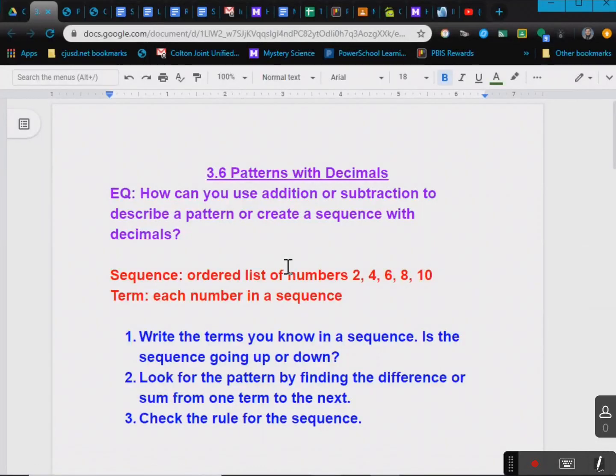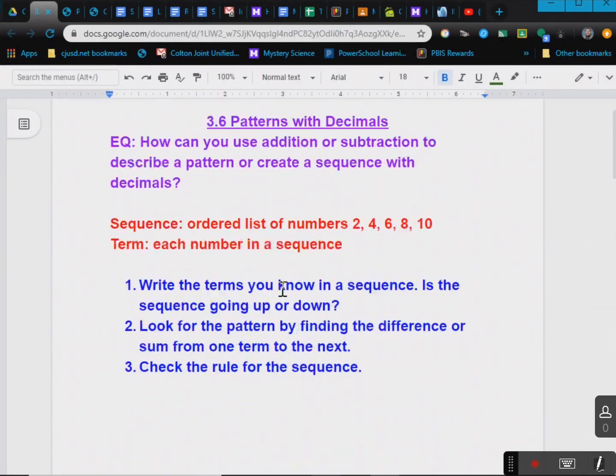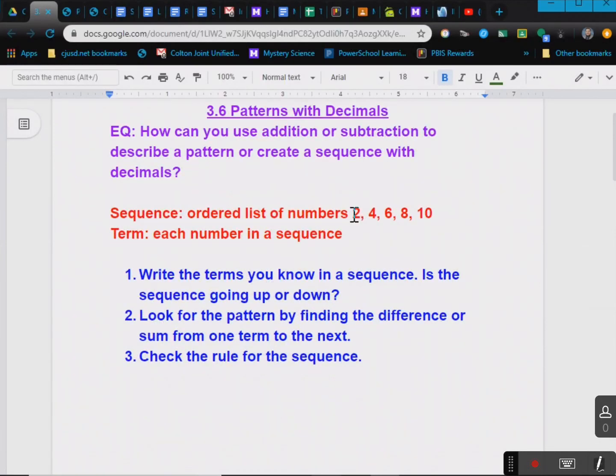Hello everyone, welcome to 3.6 Patterns with Decimals. The essential question is, how can you use addition or subtraction to describe a pattern or create a sequence with decimals? So a sequence is an ordered list of numbers, such as 2, 4, 6, 8, 10. That would be a sequence of numbers. And a term is each individual number in a sequence. So like 2 is a term, 4 is a term.